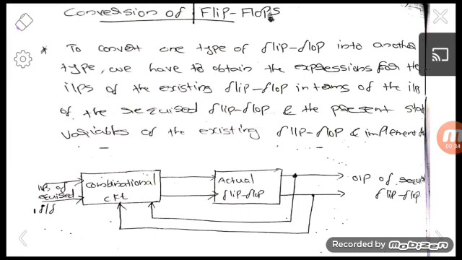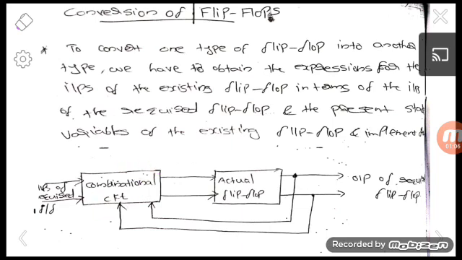Suppose we want to convert an SR flip-flop into a JK flip-flop, that is, the available flip-flop is SR. If we want to convert it into JK, then we have to obtain the expression for the input of the SR flip-flop in terms of the input of the JK flip-flop. Okay, so that's the procedure. We can convert one flip-flop into another one by using some combinational circuits.